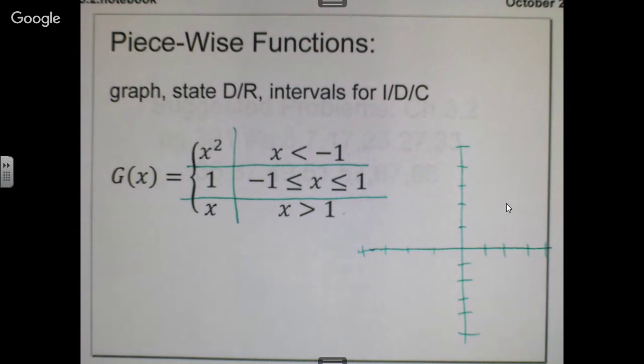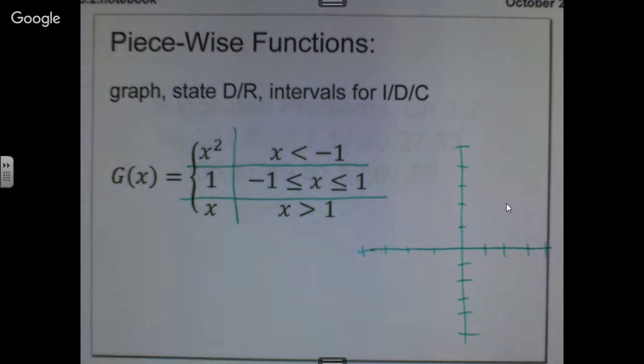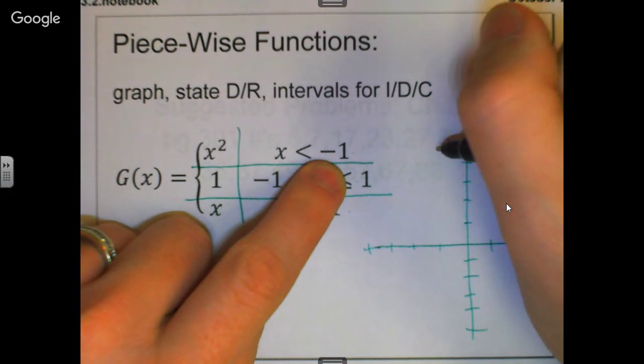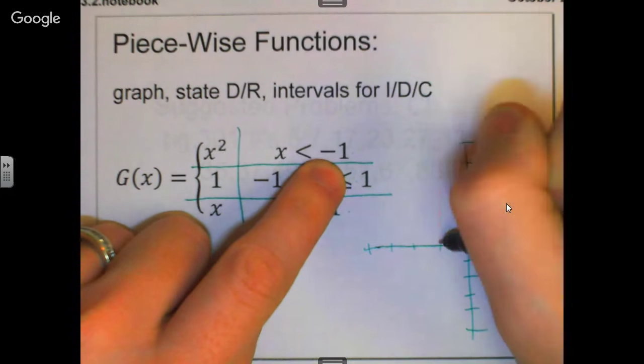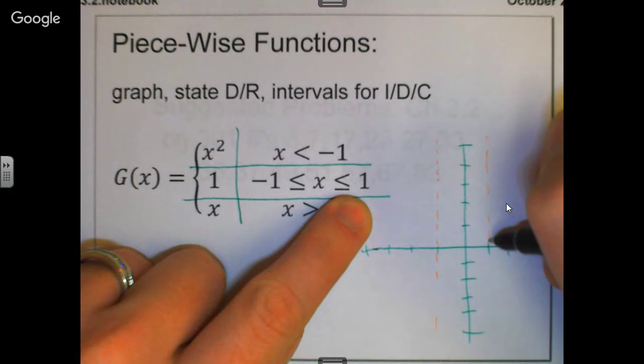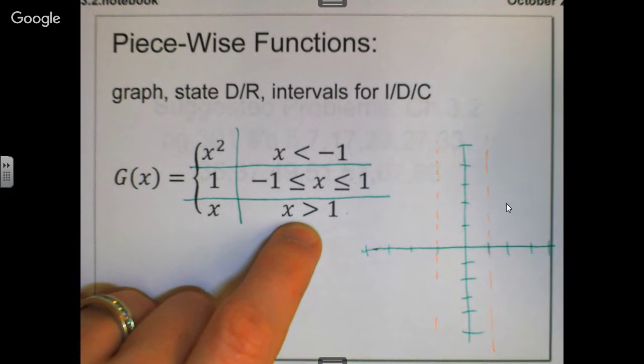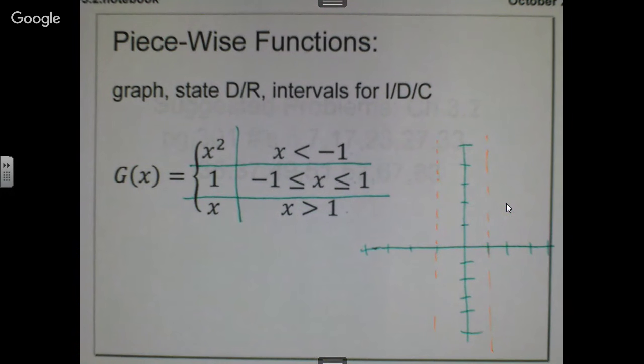So I have a couple windows here. I have a window for x less than negative 1. I have a window to the right of that, between negative 1 and 1. And I have a window bigger than 1, so from here on. Now we want to take this part by part. From when x is less than negative 1, I have an x squared. So I've got some points in this window that I'm just going to plug in.